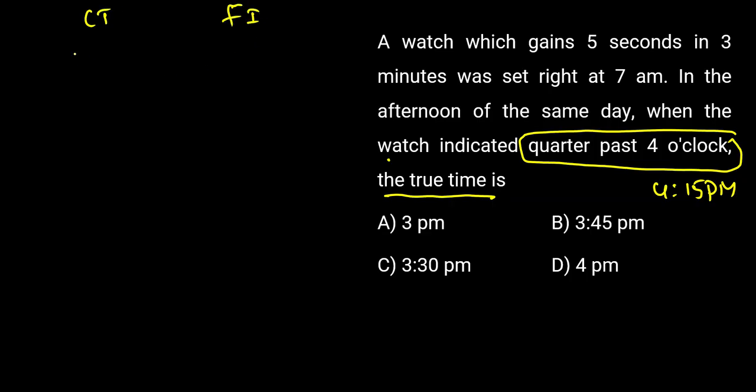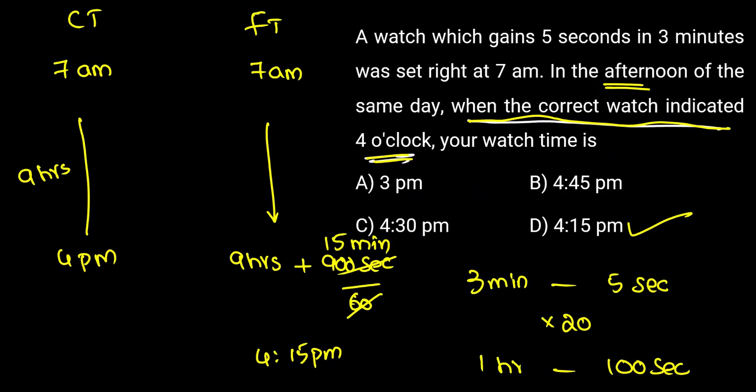Now here both are set right at 7 a.m. This is 7 a.m. This is 7 a.m. But the fault time is showing 4:15 p.m. At that time, what will the correct time be is the question. Sir, we solved the previous question. I know the answer is 4. Yeah, this is for your understanding we gave. Here I know the answer is 4. Okay. When this is 7 and 4:15, for the same question only, I just changed the data.